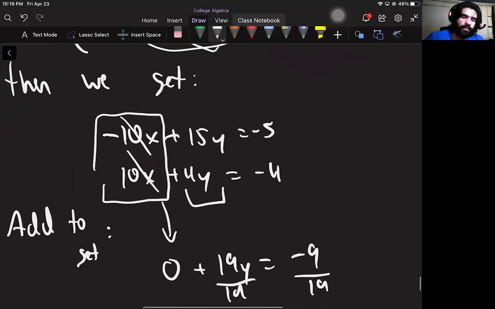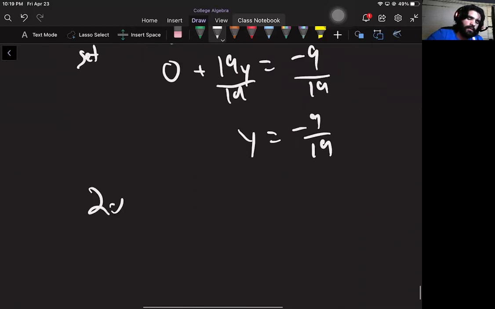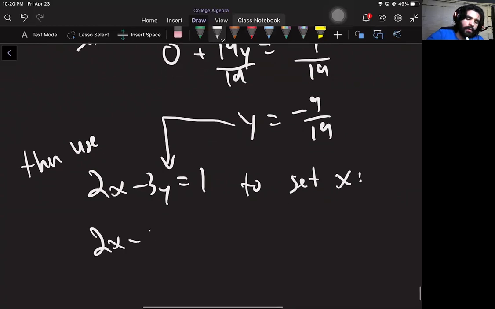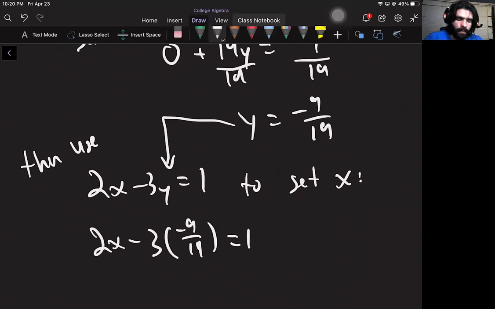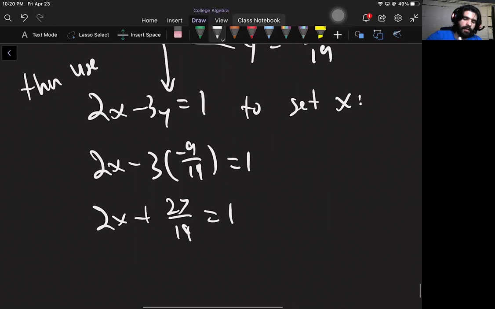Okay, but now, yeah, we have to deal with a fraction. We got to put this back in. That's unavoidable. That's okay. So we can use either equation. I'll use this 2x minus 3y equals 1 equation. So then use this to get x. So we get 2x minus 3 times -9/19 equals 1. All right, yeah, terrible, but that's okay. I'll do this one. Plus 27/19 equals 1. So I got to subtract this 27/19 from both sides.